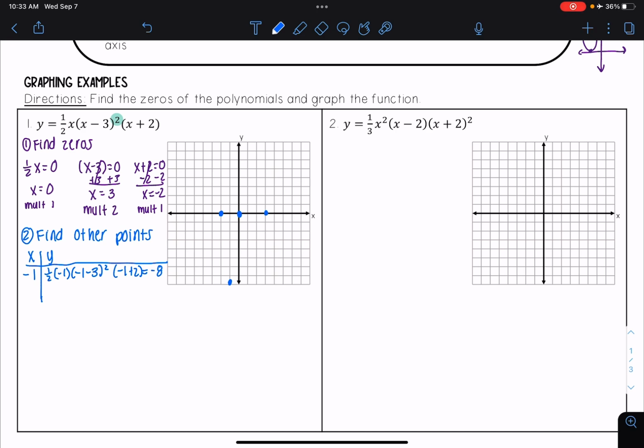And then between the points 0 and 3, it doesn't matter which one you pick. You can do 1 or 2. I'm just going to go ahead and use 2. And when I plug that in, I get 4.